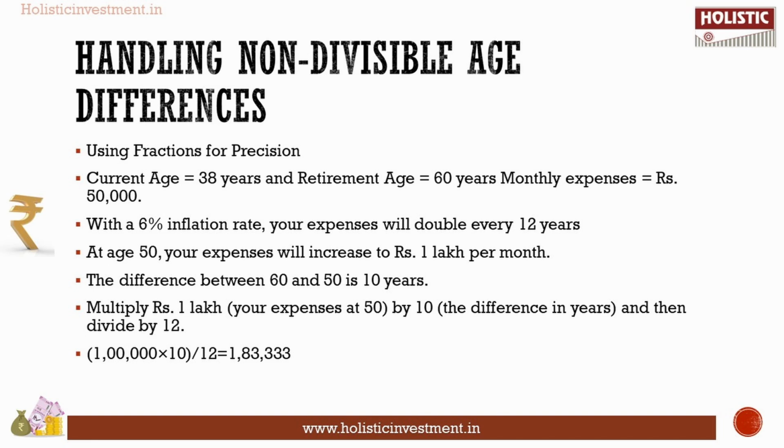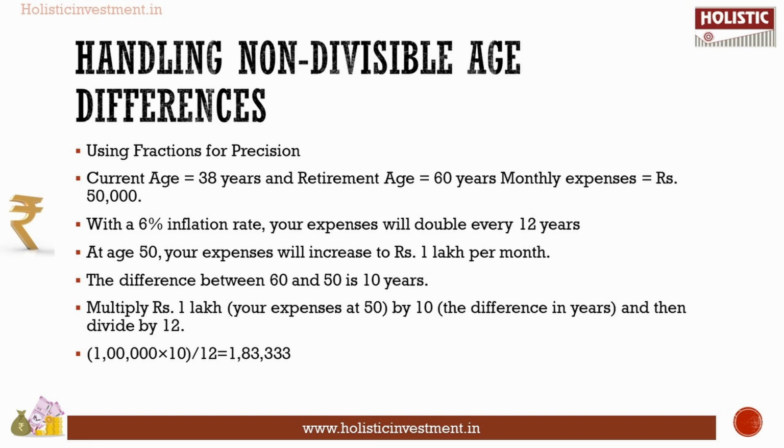Next, handling non-divisible age differences. What if the difference between your current age and your retirement age isn't divisible by 12? This scenario is common, but there is a straightforward solution. Using fractions for precision. When your current age and retirement age difference isn't a neat multiple of 12, you can use fractions to get accurate results.